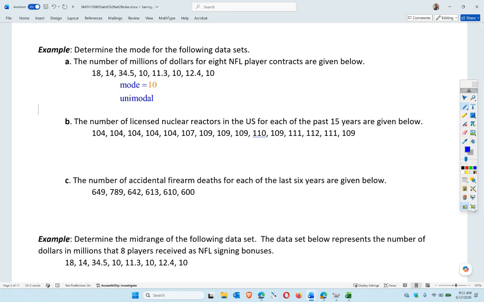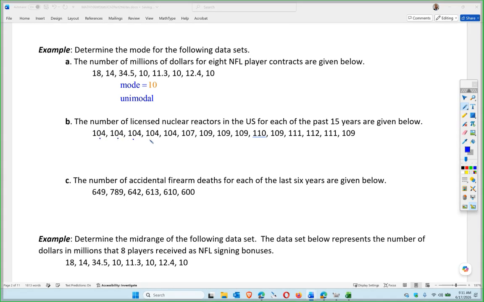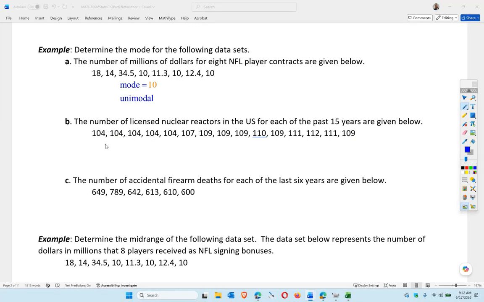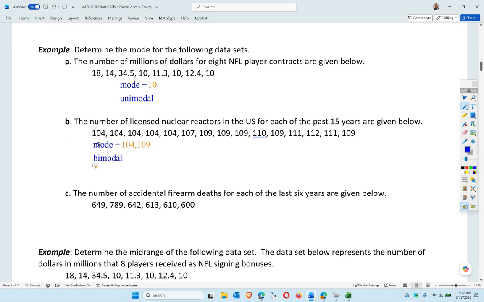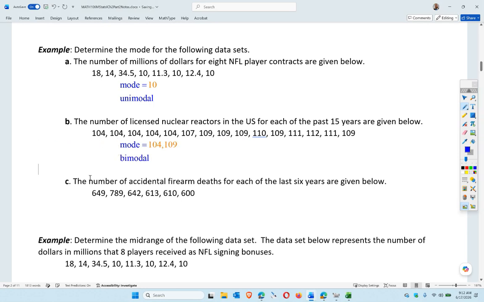Okay, so if I look at this next one, what's happening the most? Well, 104 happens 1, 2, 3, 4, 5 times. 109 happens 1, 2, 3, 4, 5 times. This one only happens twice, so that frequency is 2. Those frequencies are 5, so it looks like 104 and 109 are the modes because they both have the highest frequency. So we have a bimodal problem because two of them repeat the most, with the highest frequency of 5.